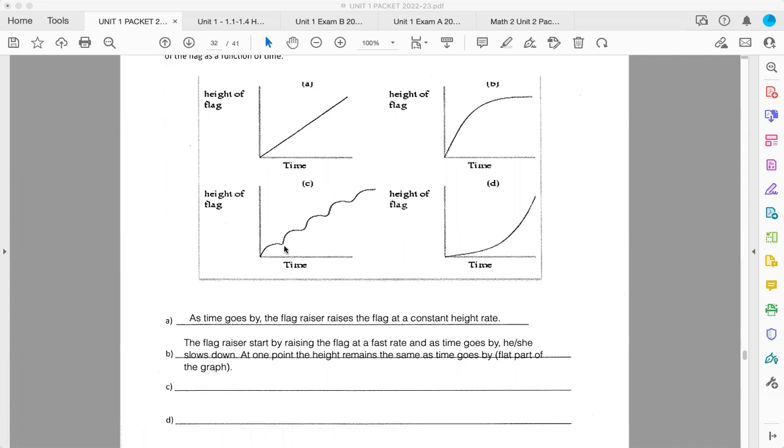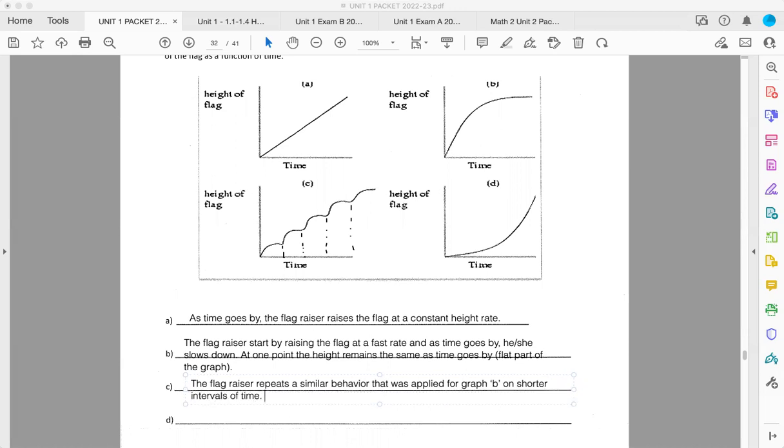So you can say that really C is a repeated motion of B, but for shorter intervals of time, right? For shorter intervals of time. So you can say here, the flag raiser repeats similar behavior that was applied for graph B on shorter intervals of time.